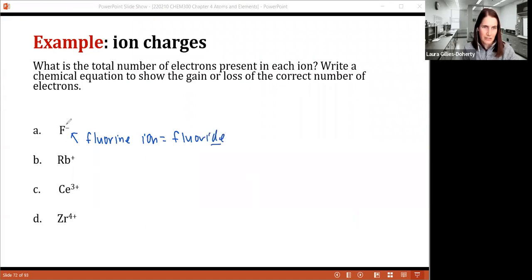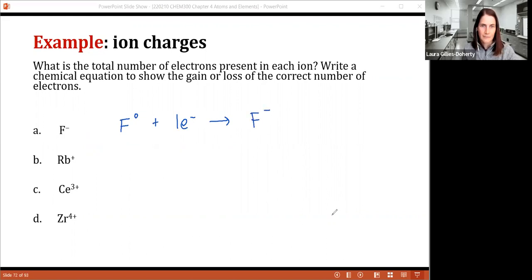When a nonmetal turns into an ion, we change the ending of the nonmetal name to IDE. So this is fluoride, like what you find in your toothpaste. So we have F with a 1 minus charge. So that means that our regular neutral fluorine gained 1 electron to become F minus. When the charge is plus or minus 1, we just write the sign. You could write 1 minus, but it's much easier to just write a negative sign.